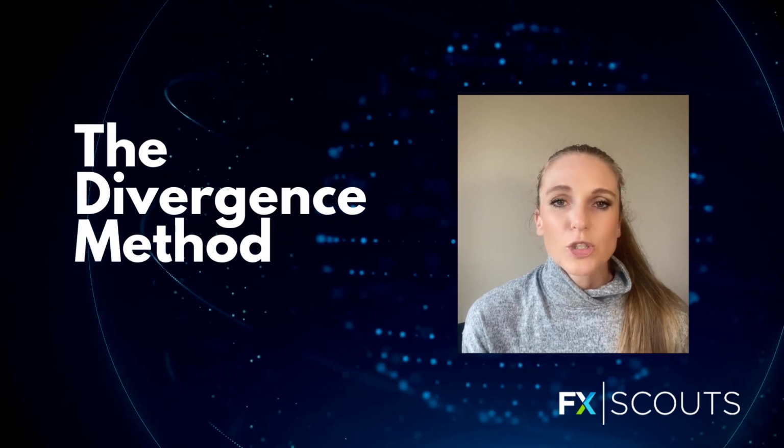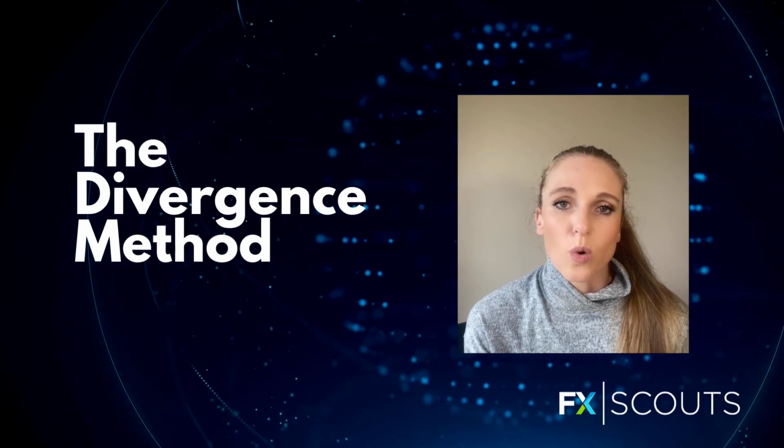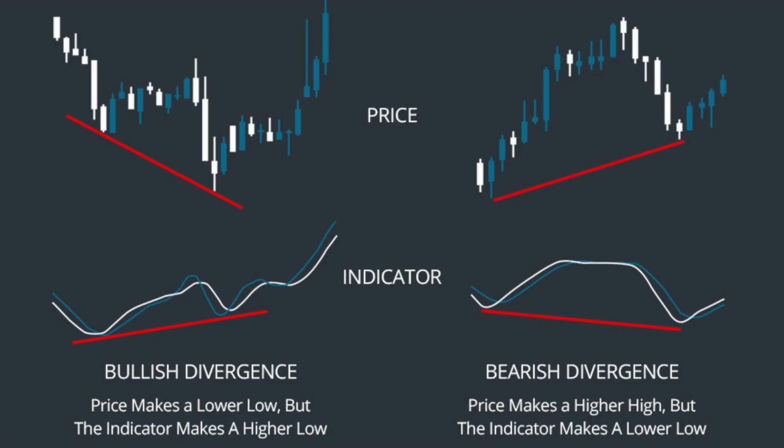Some traders say that the most reliable way to use the stochastic is with the divergence method. But you should be aware that this happens more rarely than crossovers or the price being in the oversold or overbought region. Divergences occur when the price makes a new high or a new low, but the oscillator does not follow suit. It appears to be doing the opposite.